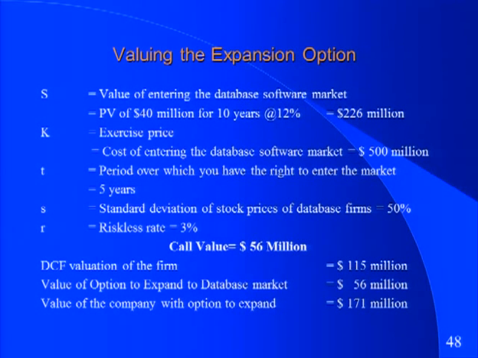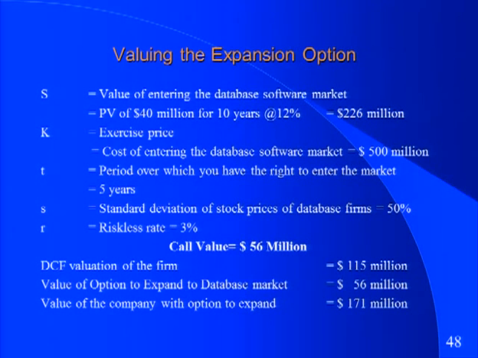But here's the magic of options. You have 5 years to make this decision. You have a lot of uncertainty. That's a 50% standard deviation and a riskless rate of 3%. This is a project with a negative net present value of minus $274 million. But if I value it as an option, I come up with a value of $56 million. Now do you see why people like real options? Essentially, I'm saying you can take terrible projects and get away with it, because if you're uncertain about the future, if you have a lot of information gaps, you can have a significant option value.